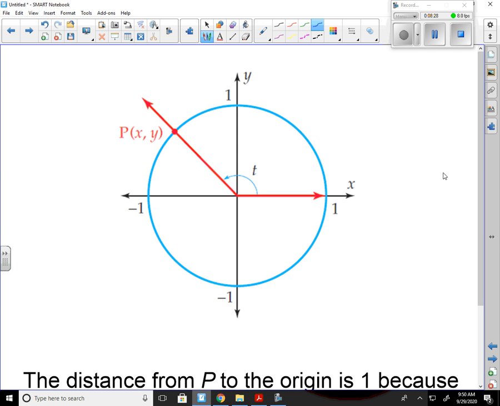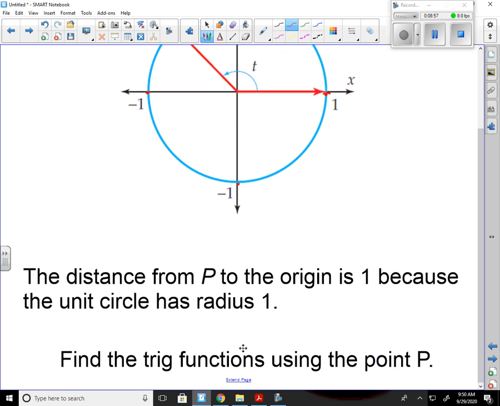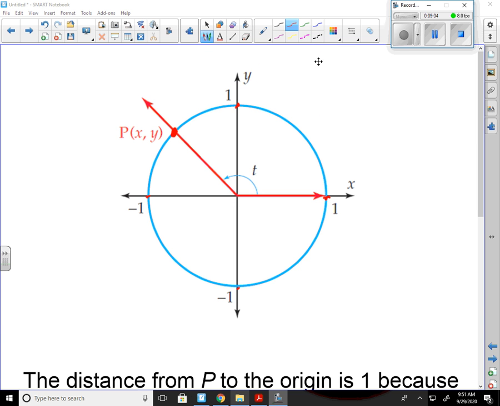When we look at the unit circle, we have a point (x, y). That's this point P here. P is (x, y), and the distance from P to the origin is always 1. Our radius is always going to be 1 because our circle has a radius of 1. Then we can find our trig functions using the point P.